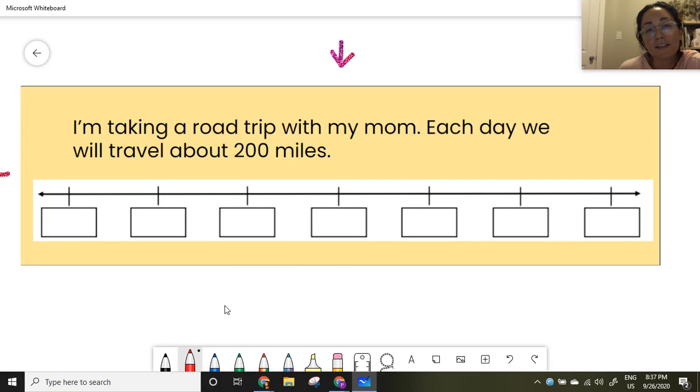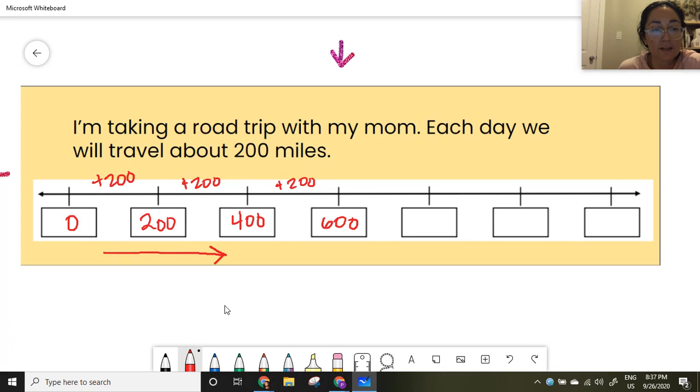In this story, I'm taking a road trip with my mom. Each day, we will travel about 200 miles. So that means at the beginning, we start off with 0 miles. Then I'm going to be traveling, so we're adding our miles, which means we're adding 200 miles. So I will have 200 miles, and then I will add another 200 miles to get 400, and so my pattern will continue. Once again, since we're adding up miles, our numbers are increasing, which means we are going to the right.